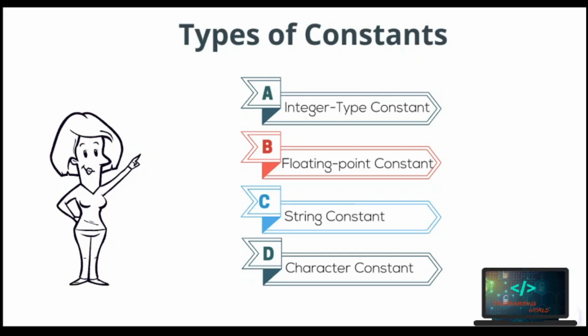Third one is string constant. A string constant is an array of characters that has fixed value enclosed within double quotes. Fourth one is character constant.